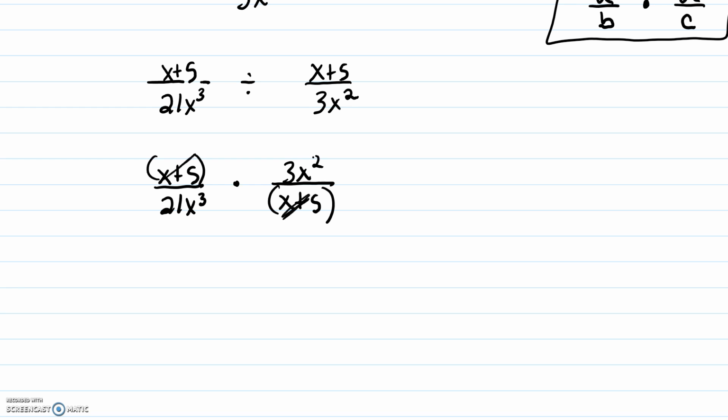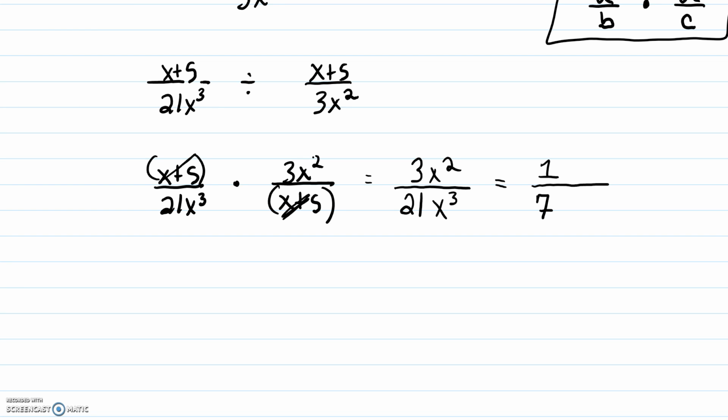Okay, so that's going to leave us with 3x squared in the top, 21x cubed in the bottom. We still want to reduce this though. Okay, so at this point you're going to use property of exponents. Start with your constants, 3 over 21, just reduce that down as much as you can. You can go ahead and write that as 1 over 7.